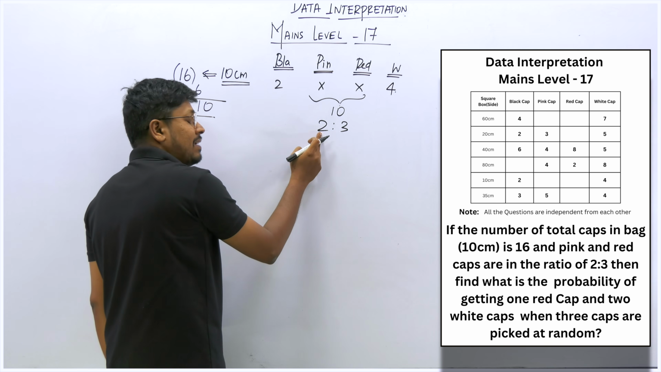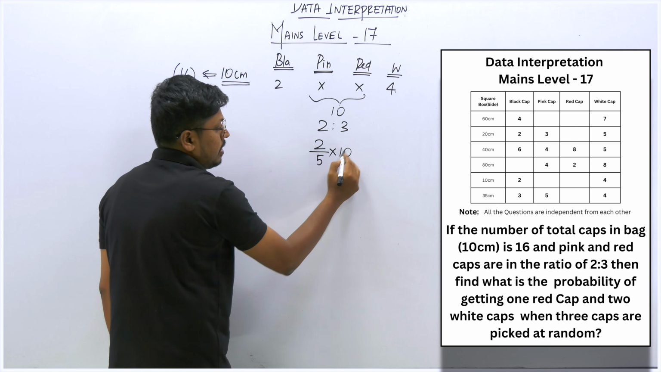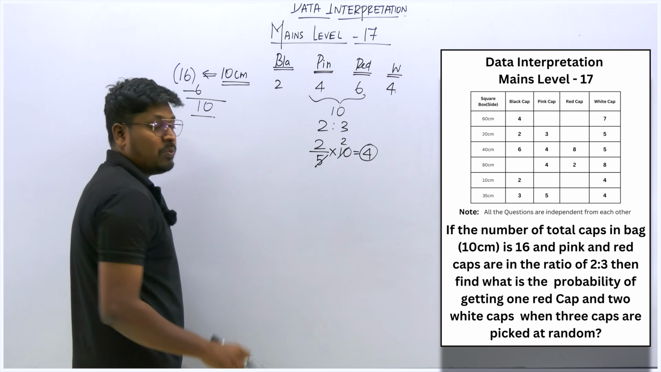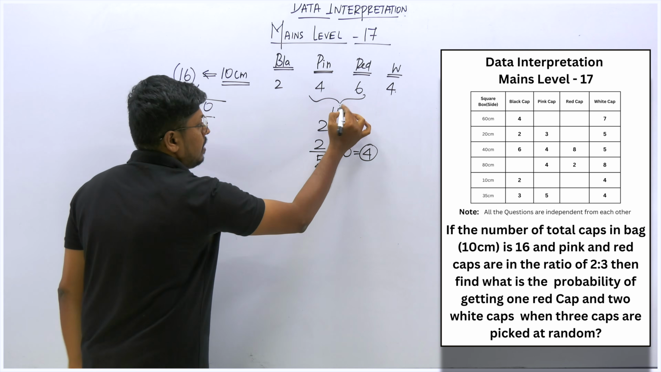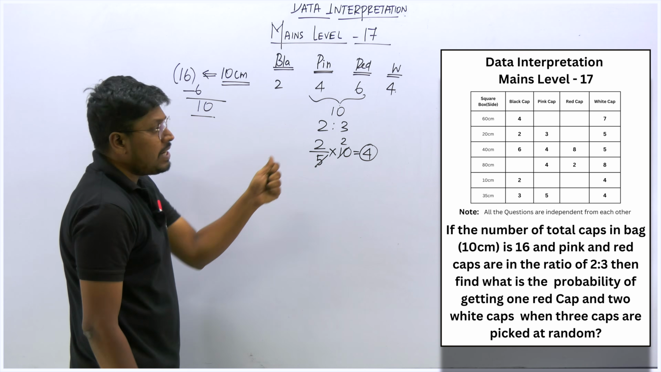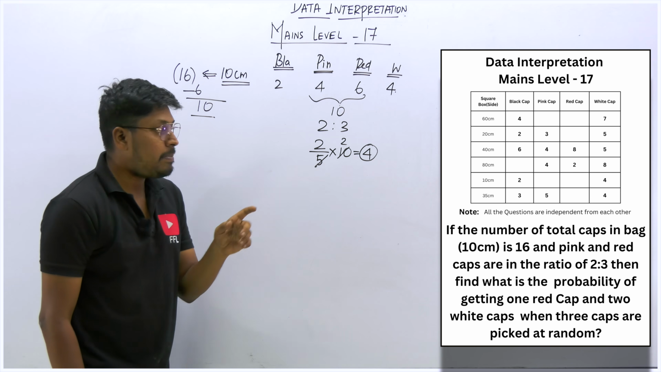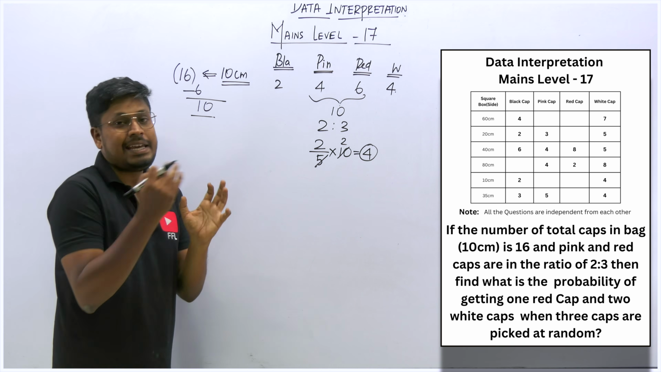So first let me take pink. Pink will be 2 by 5 into 10. We can cancel it, which will be 4. So now according to the question, we need to find the probability. What is the probability of getting 1 red color cap and 2 white color caps, because our total target is to pick 3 caps at random.